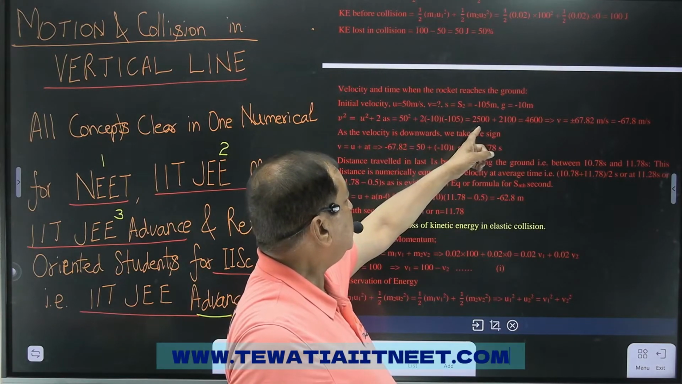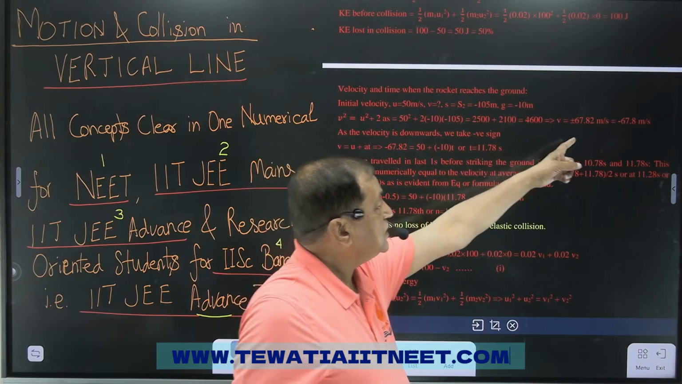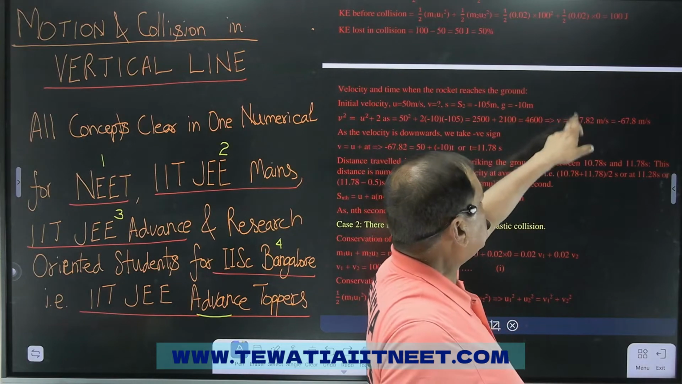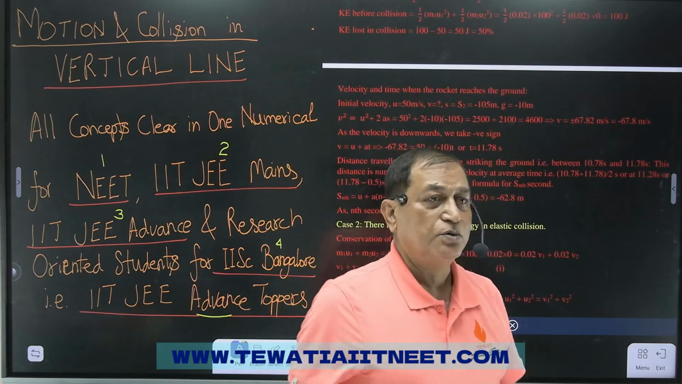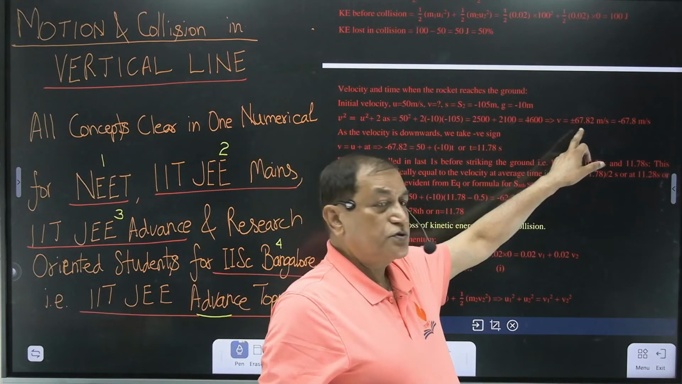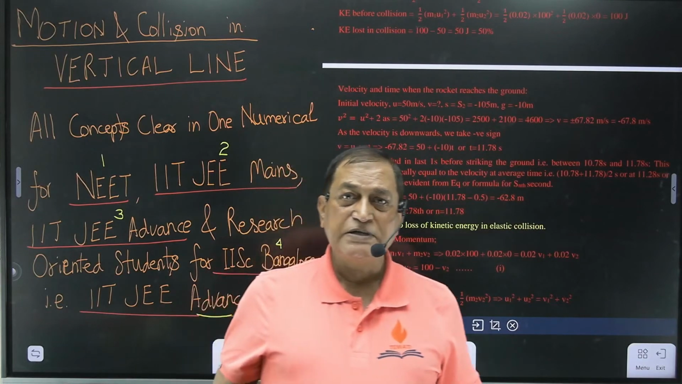So 2500 plus 2100, 4600. So square of this is this. So v is plus minus 67.82, because v square is equal to this. Now we have to choose whether we have to choose plus or minus. So this is by common sense.